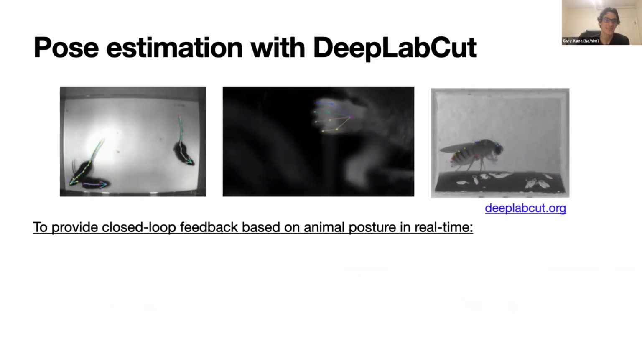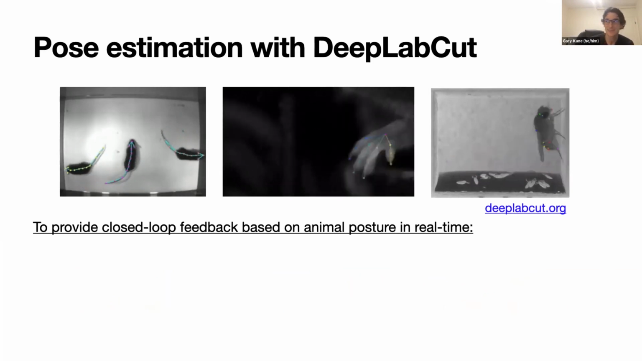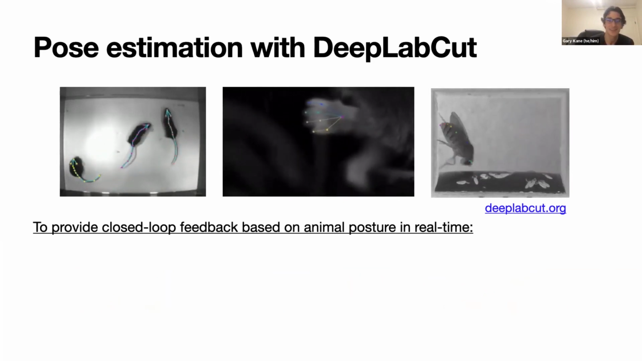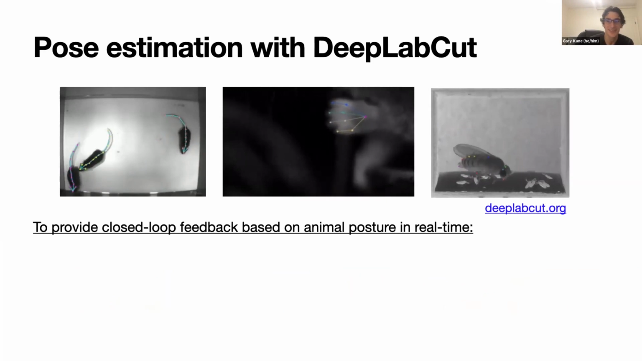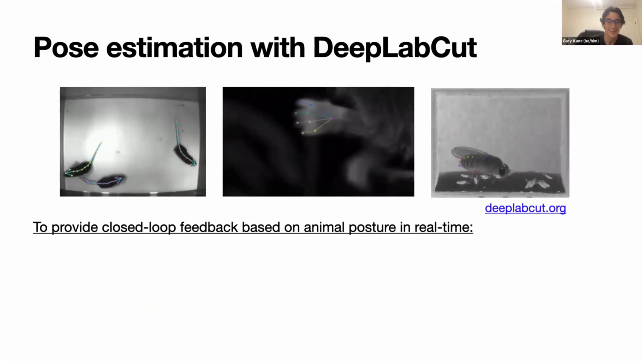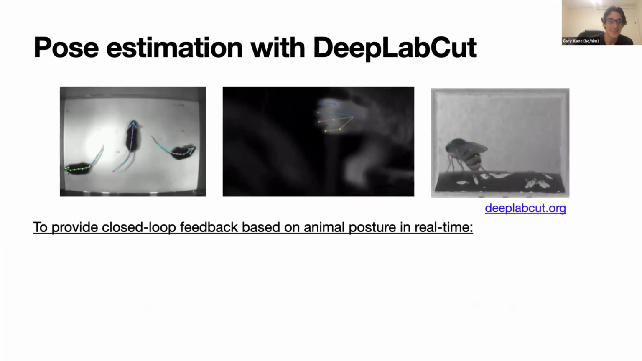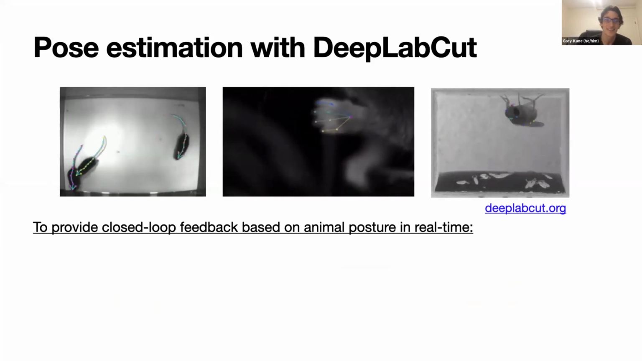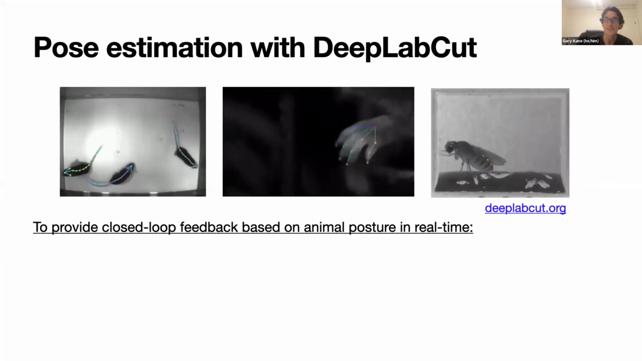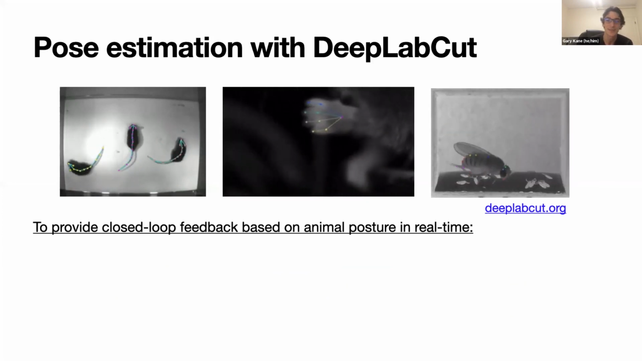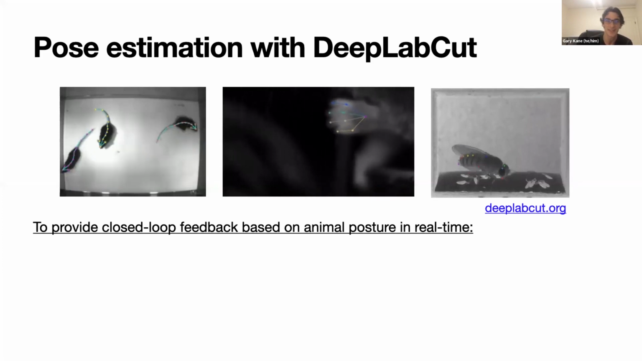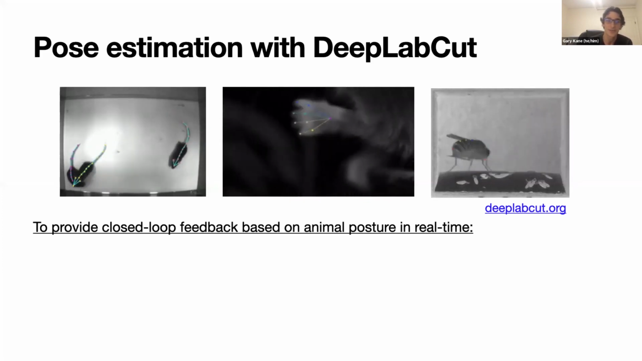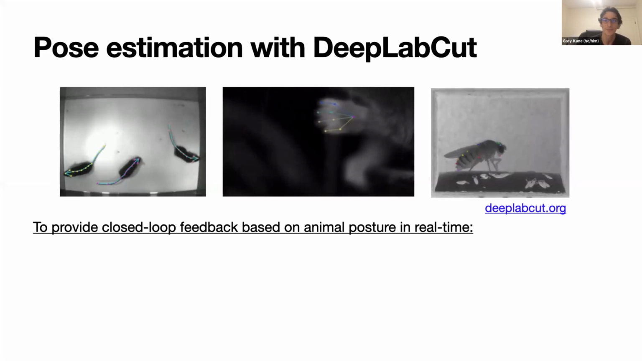Deep learning-based pose estimation tools like DeepLabCut have recently made it possible to automatically track a wide variety of animal behaviors with a high degree of accuracy. But to understand the cognitive and neural basis of behavior, neuroscientists need tools to manipulate an animal's environment or neural activity in relation to behaviors that are being tracked. So we want to provide closed loop feedback based on an animal's posture in real time.